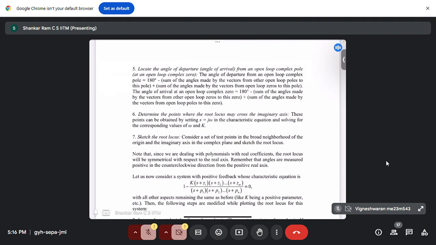The actual root locus construction, if you use the rlocus command in MATLAB, we will be able to generate within a matter of a few seconds. But still, it is important for us to know the concept. That's why we are learning it.